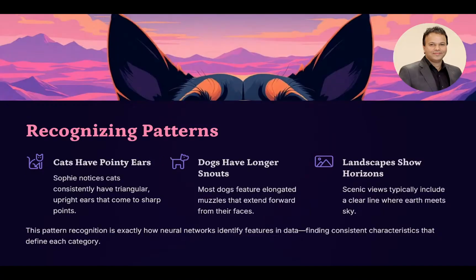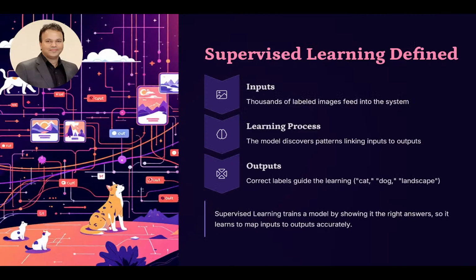Every cat that she sees, she starts realizing that okay, cats do have pointy ears compared to a dog which has an elongated muzzle-like face which extends forwards. And then when you look at landscape, scenic views generally have a horizon, the sky, the mountains, trees somewhere in the background. So this helps Sophie or even an AI or an ML to understand patterns between data that is being shown. The more and more data you give, the more and more it becomes better and clearer with the patterns that it identifies. But let us also quickly review a bit of supervised learning because it's very important.